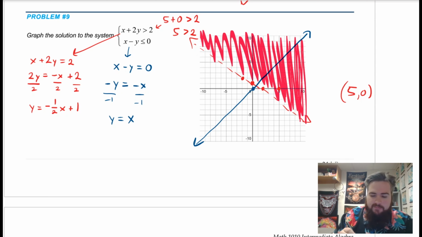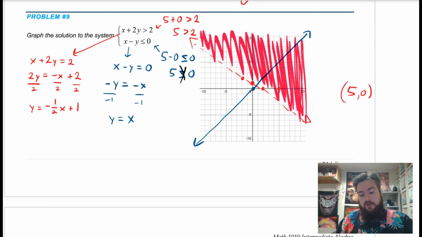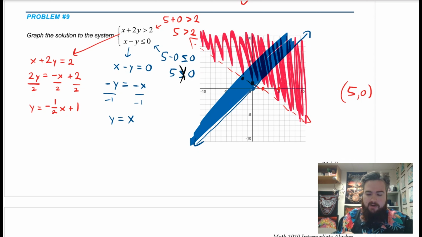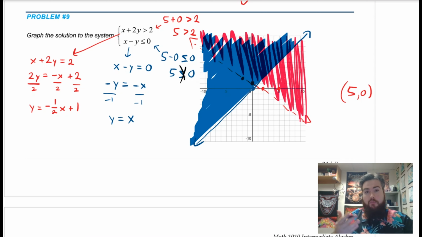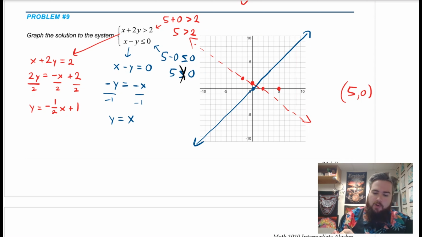I'll also test the same point for my second inequality. 5 minus 0 is less than or equal to 0, or 5 is less than or equal to 0. That one is not true, meaning that I am not going to include that side for the blue inequality. Instead, I'm going to shade everything that would technically be above this line. My overlapped region then, which would be the top part of this graph, is going to be the part that would satisfy both inequalities, so I'll erase these two and only shade this part right here.